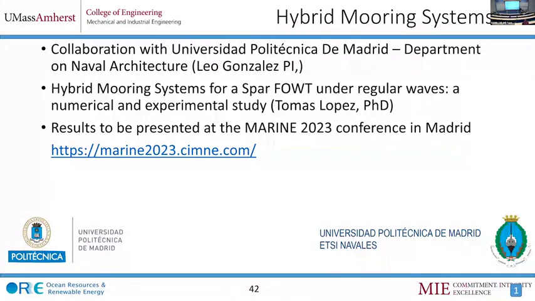Okay, the last thing I want to mention is this hybrid mooring system idea in collaboration with UPM, University Polytechnical in Madrid. We have an exchange student, Tomas, who's been with us for a year. He's looking at hybrid mooring systems for a spar floating offshore wind turbine. And a little shout out for a marine conference in Madrid in June this year.